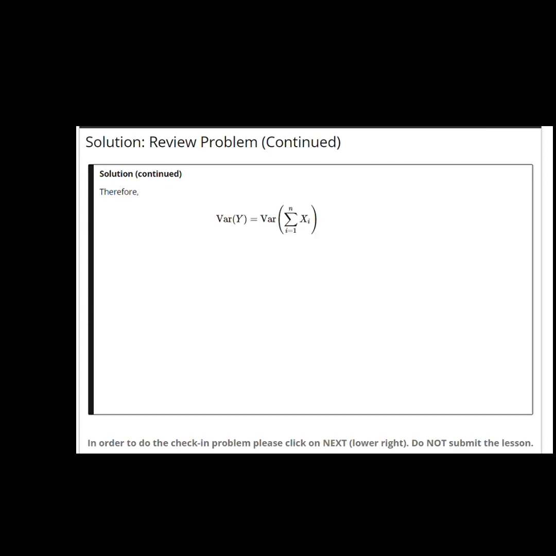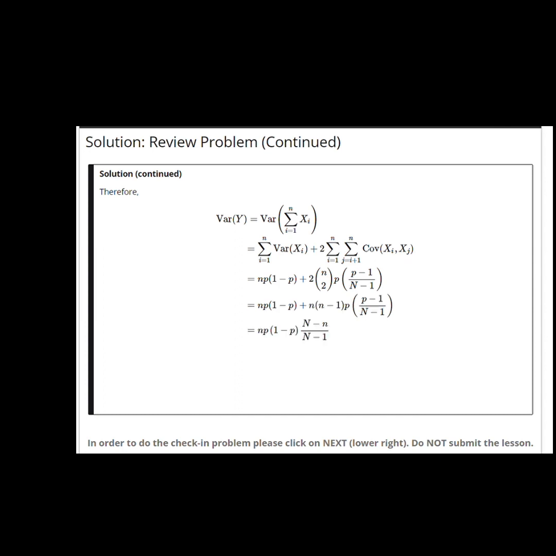Therefore, the variance of y is the variance of the sum, and that, as usual, can be written as the sum of the variances plus twice the covariances. N times p times 1 minus p is the sum of the variances. The number of covariance terms, i less than j, is n choose 2, and each of those covariances is p times p minus 1 over capital N minus 1. And again, a little bit of simplification gives me the result n times p times 1 minus p, which should look familiar, times the quantity capital N minus little n divided by capital N minus 1.